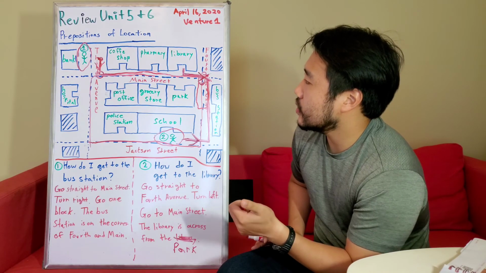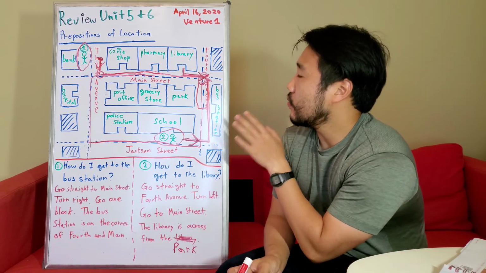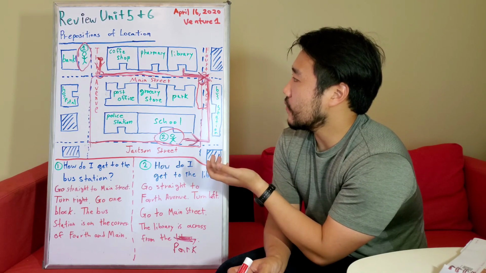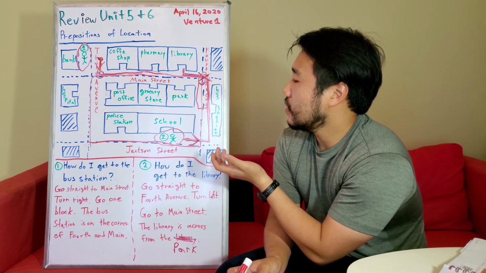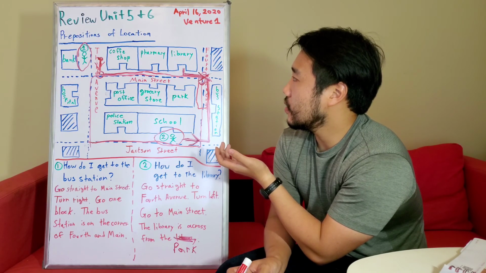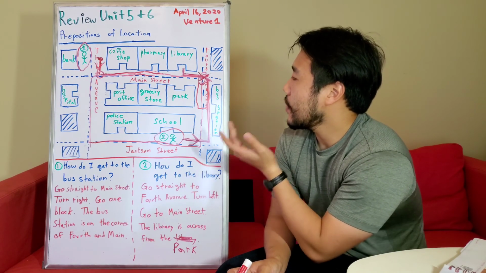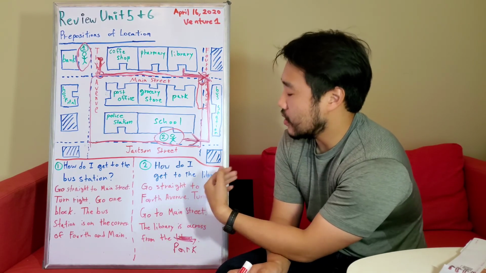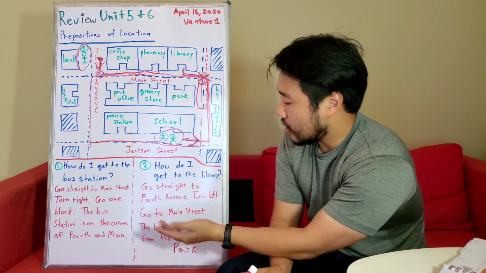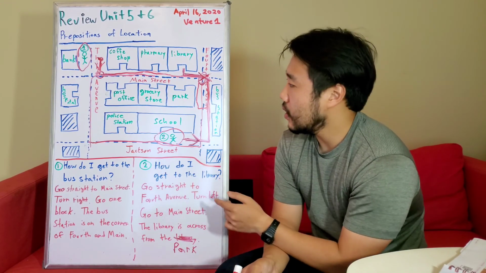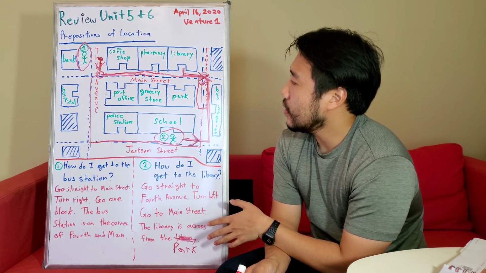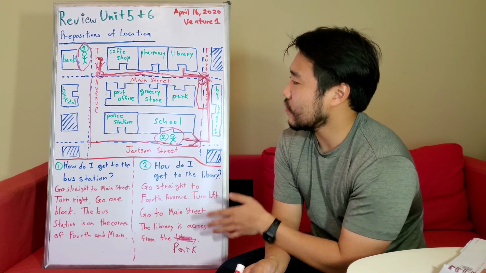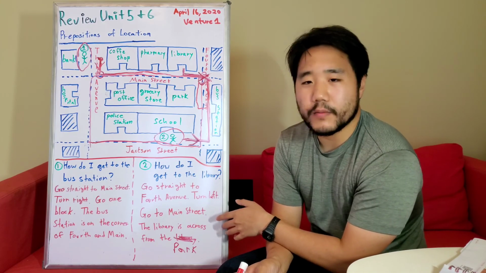For reviewing Unit 5, I taught prepositional location to identify the location, and then imperatives to give directions. So go straight is an imperative, turn left is an imperative, go to Main Street, those are imperatives. I hope this was helpful, and if you want more exercises or practice for this, please let me know, okay?